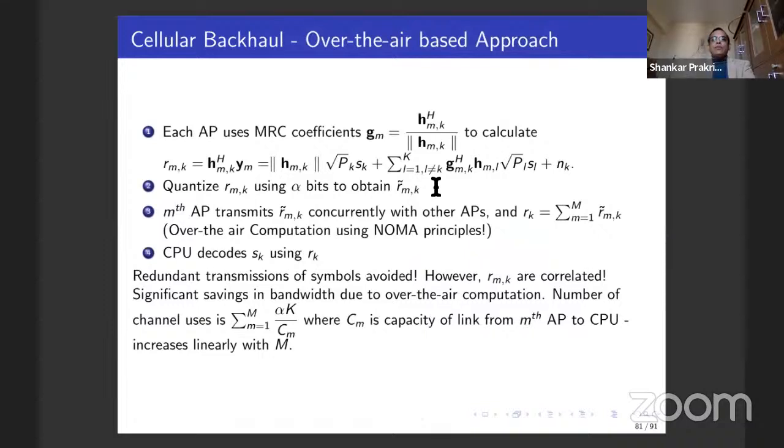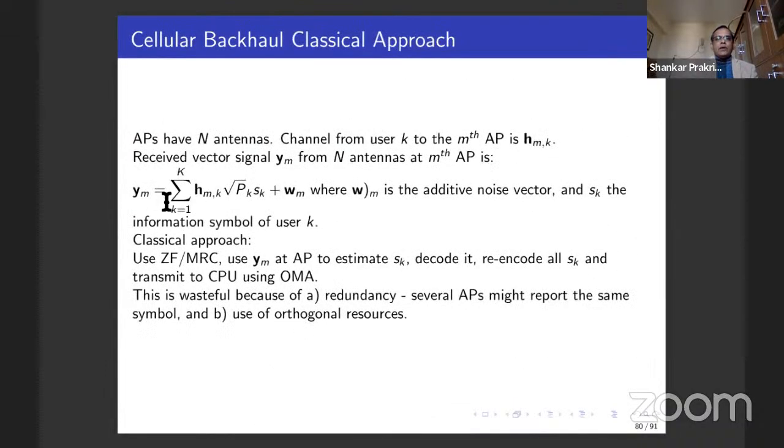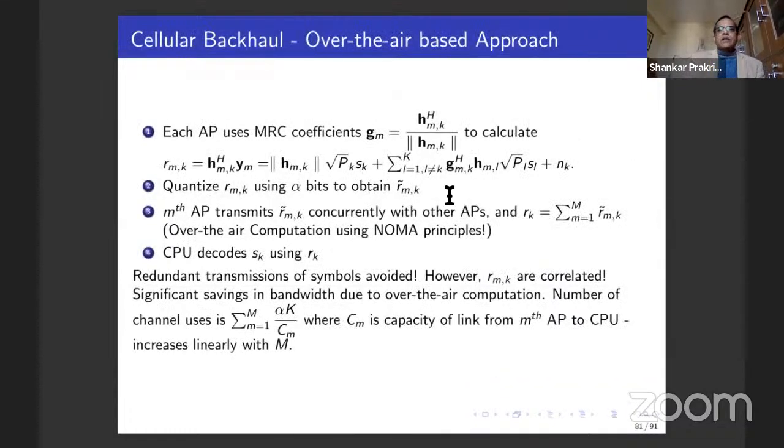The different approach would be that each access point, let us say, uses MRC. That means it's basically trying to do some kind of match filtering, right? Then it calculates some quantity called r_mk. What is that r_mk? It is simply a match filter output, H_mk Hermitian into y. I hope this is clear. Each one of them, you simply apply H_mk Hermitian into y_m. Obviously, the stronger component will be s_k with power p_k. The rest of them will be diminished because you have multiple antennas and the channels are all approximately orthogonal. They'll be at least weakly orthogonal. So you will find that the strong component will be s_k, and there will be interference.